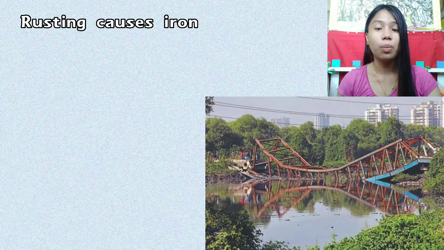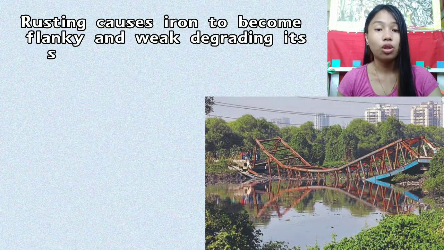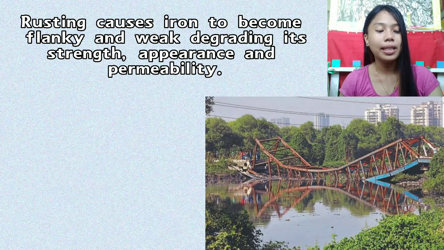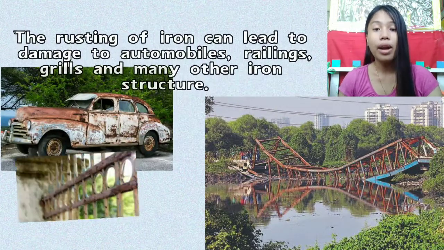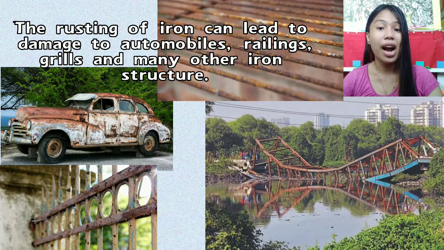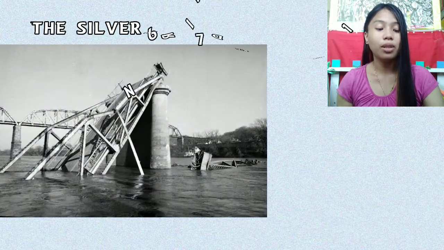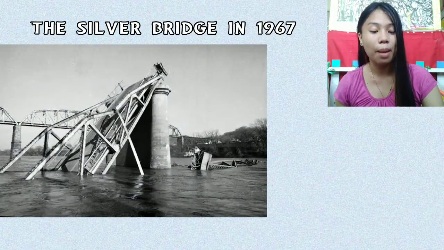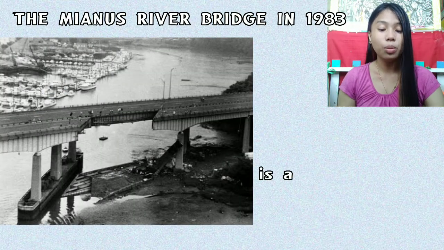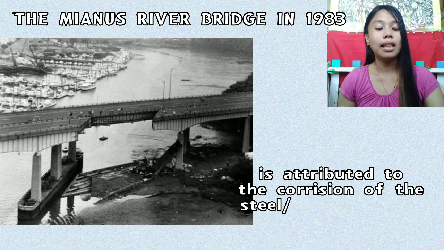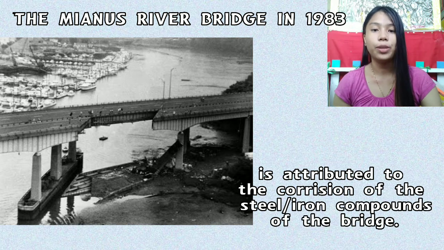Rusting causes iron to become flaky and weak, degrading its strength, appearance, and permeability. The rusting of iron can lead to damage to automobiles, railings, wheels, and many other iron structures. The collapse of the Silver Bridge in 1967 and the Mianus River Bridge in 1983 is attributed to the corrosion of the steel or iron components of the bridge.